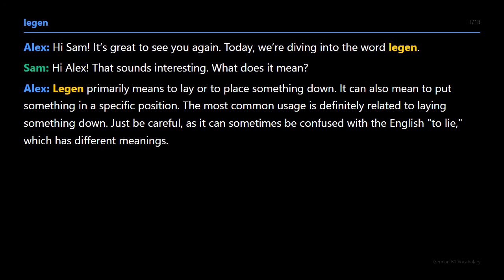primarily means to lay or to place something down. It can also mean to put something in a specific position. The most common usage is definitely related to laying something down. Just be careful, as it can sometimes be confused with the English to lie, which has different meanings.